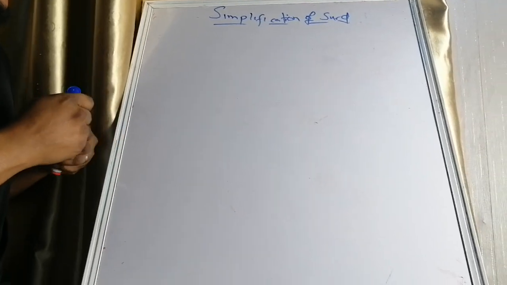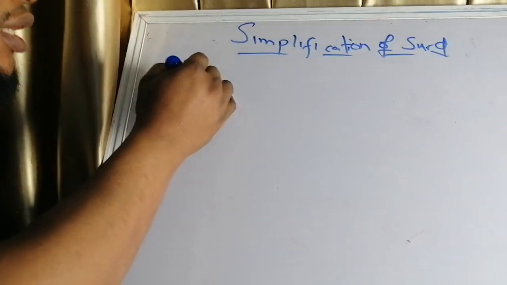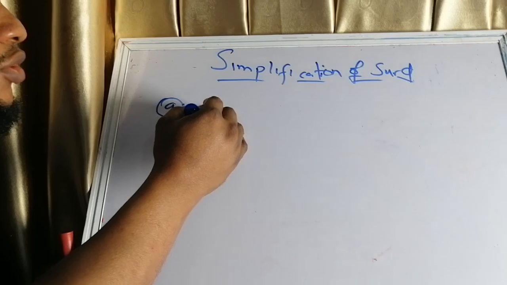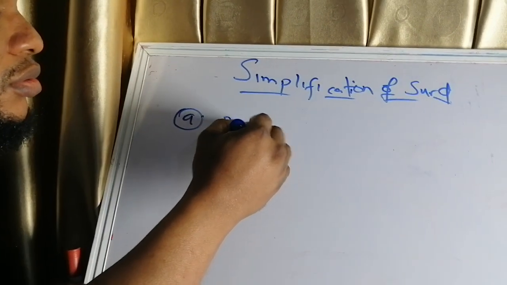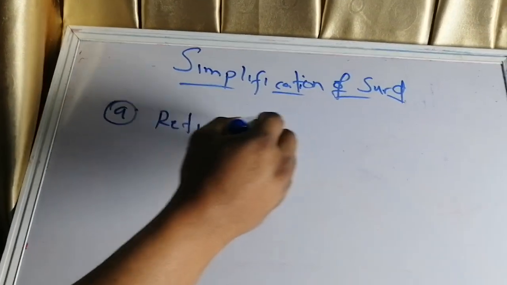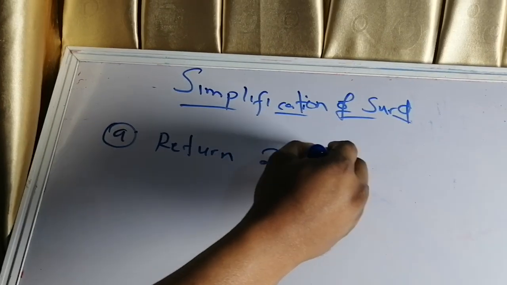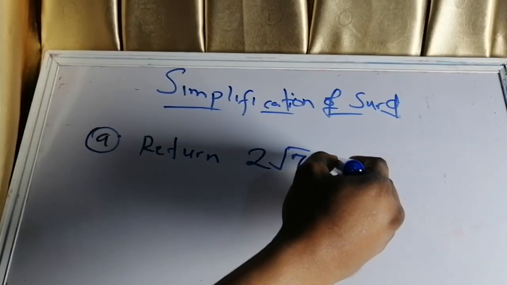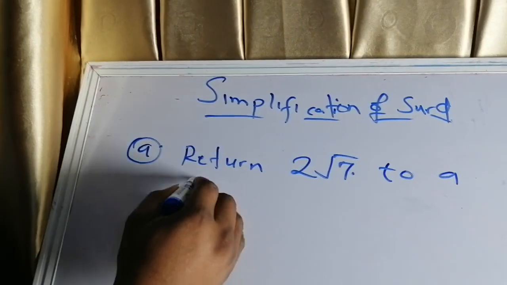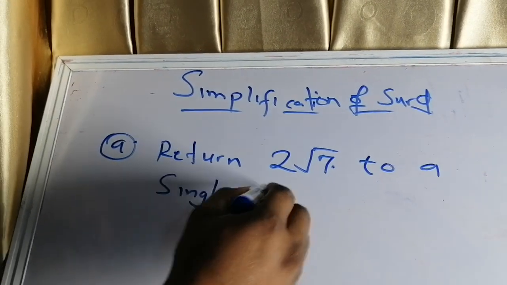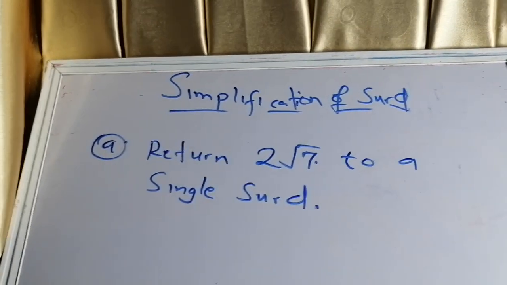So from here, I can just say A, that is, return 2 root 7 to a single SURD.